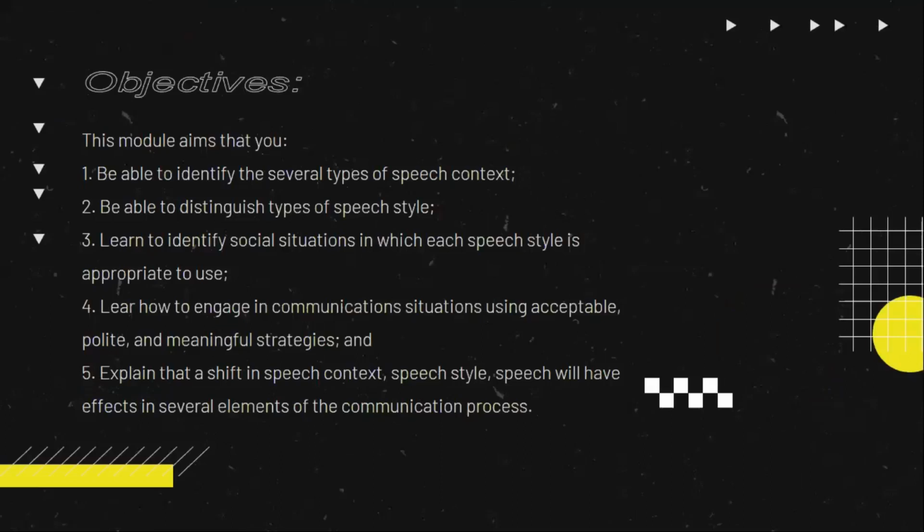Our lesson objectives for this module: first, to be able to identify the several types of speech context. Second, be able to distinguish the types of speech style. Third, learn to identify social situations in which a speech style is appropriate to use. Four, learn how to engage in communication situations using acceptable, polite, and meaningful strategies. And five, explain that a shift in speech context and speech style will have effects in several elements of the communication process. Okay, so let's start.